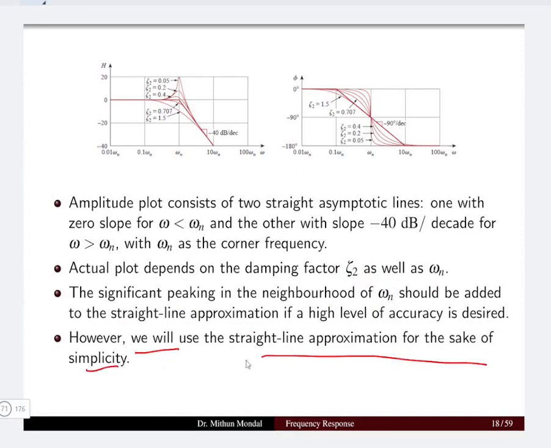So it is always better to go with the straight line approximation, because it is not very exact compared to the accuracy level of the exact plot, but obviously it will give values which are very close enough, and it is the easiest way to obtain the plot.